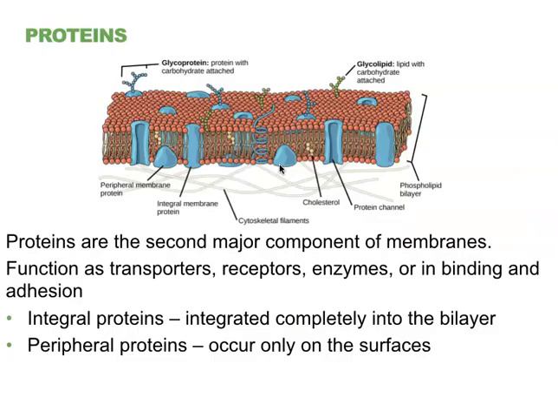Now, there are many different types of proteins that can be inserted. Now, remember in Chapter 3, we went through the different types of macromolecules that could actually be made, and if these are proteins, they could either be transporters, receptors, enzymes, and/or binding and signaling adhesion responsibilities. Now, you can see inside this cartoon, you have that peripheral membrane protein here. They only occur on the surfaces, internal and external.